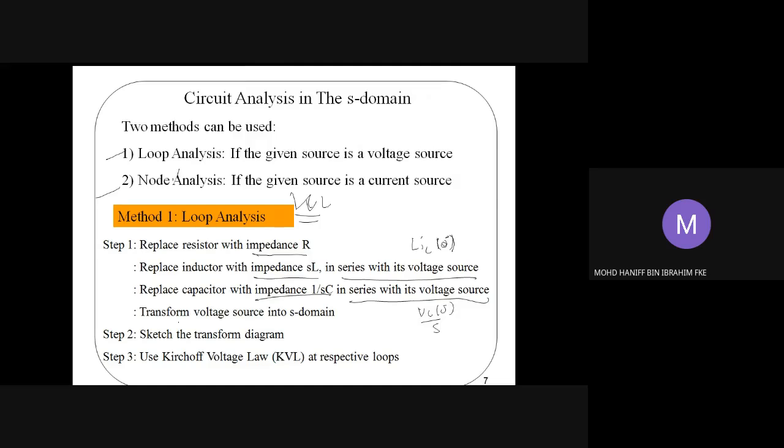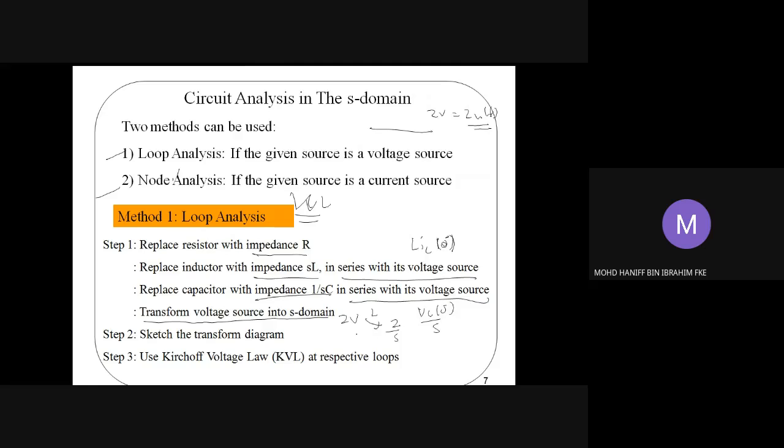Accordingly, we need to transform the voltage source into the S domain. We need to transform everything: the impedance, the inductor, the capacitor, and also the voltage source. For instance, if your voltage source is 2 volt, the transformation from the time domain to the S domain becomes 2 over S, because the 2 volt is a constant value. We can also write the 2 volt as 2 u(t). That's why the transformation of 2 volt is 2 over S.